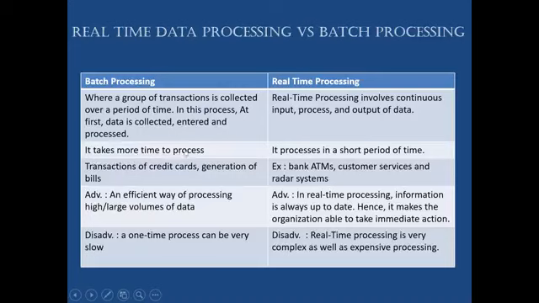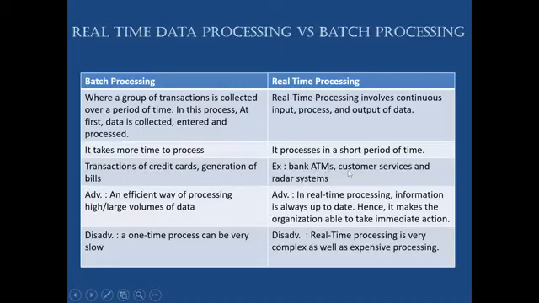Batch processing takes more time to process because you need to process huge data at once. One day of data, one month of data, you need to process at once. So that's why it takes more time. Real-time processing means it processes in a short period of time. It processes data very quickly because it's a small amount of data. Transaction of credit cards and generation of bills are examples of batch processing.